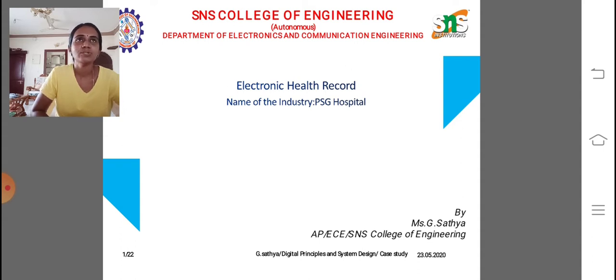So what is the difference between electronic health record and electronic medical record? That is, EMR and EHR. EMR is a narrow view of a patient's medical history, while EHR is a more comprehensive report of a patient's overall health details. So this is the major difference between EMR and EHR.